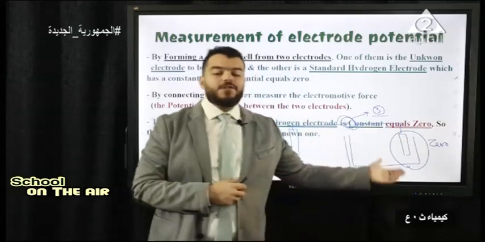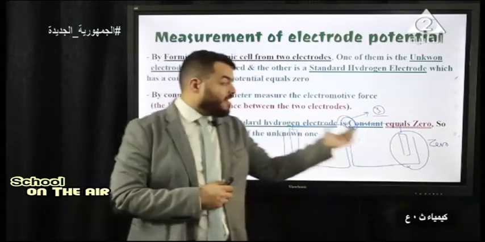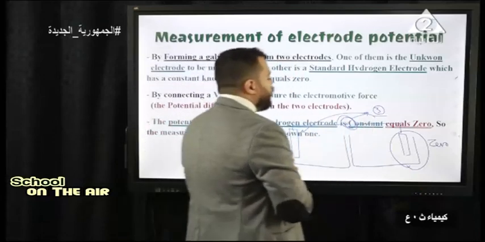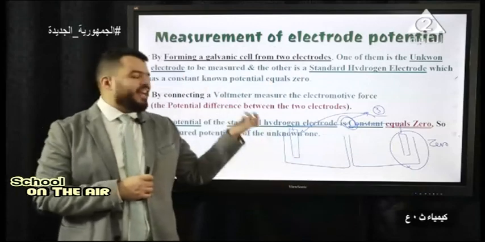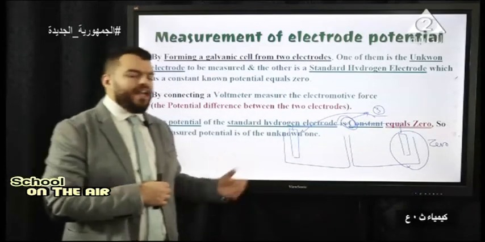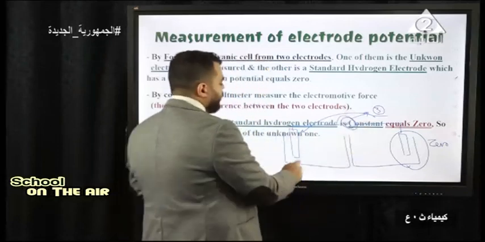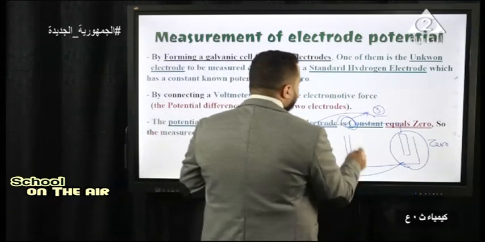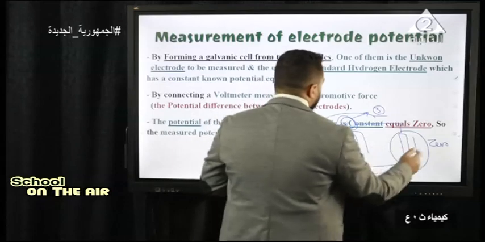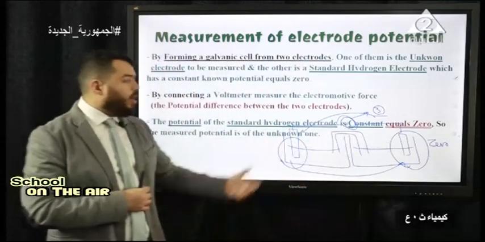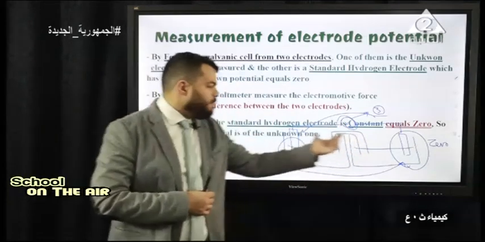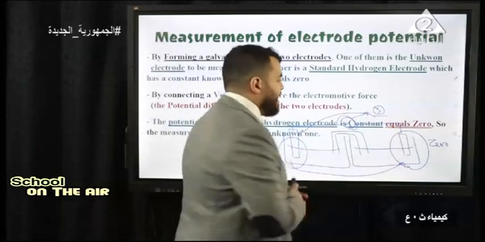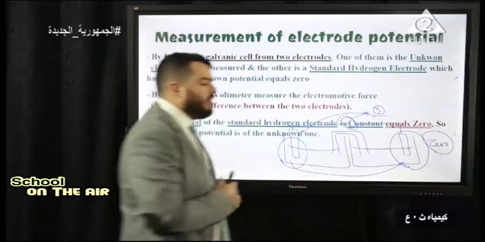So when you measure the difference between the constant electrode and the other unknown electrode, you will get the potential of the unknown. And that's what we have done to measure the electrode potential for any electrode or any element. You have to make a galvanic cell, connecting the unknown electrode with the standard hydrogen electrode. And by connecting the galvanic cell, you measure the potential difference between the two electrodes. When you measure the potential difference, you will be measuring the unknown potential, because the standard hydrogen electrode has a constant value and it is equal to 0.